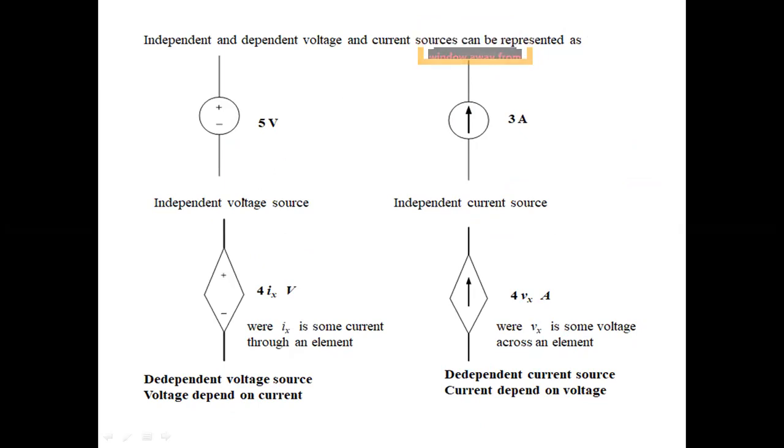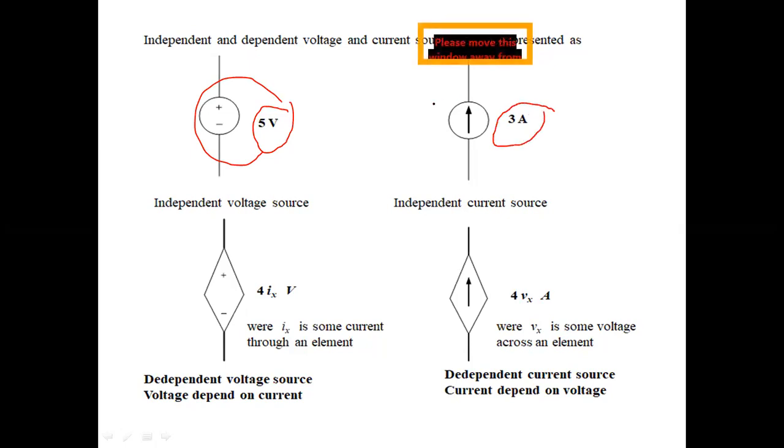In the first figure, you can see the independent voltage source. The 5 volt I have written is the value of this independent voltage source. On the other hand, on the right side, you can see the independent current source. These are the independent sources, which are represented by a circle. Then dependent voltage sources are represented by this diamond symbol.